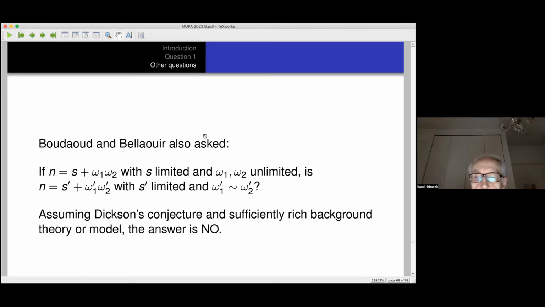Okay, so let me just say a few words about some consequences of this and some other results. I mentioned the result of Boudaoud and Belawar, where they show that if n can be written in this form with s limited and omega 1, omega 2 unlimited, then it can also be written in this form with omega 1 prime and omega 2 prime mutually prime, coprime.